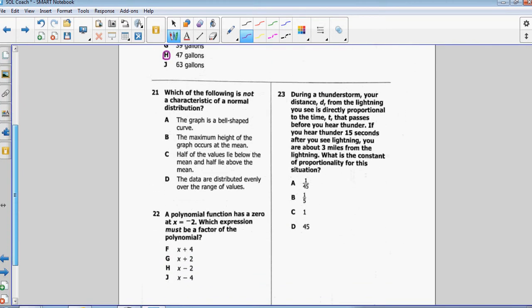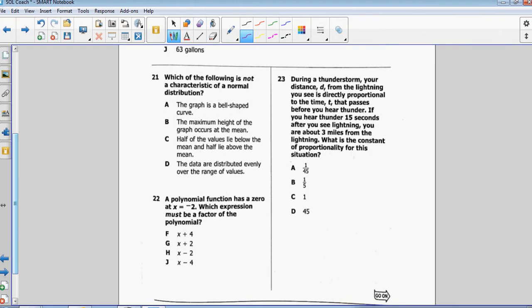Alright, problem 21, which is not the characteristic of the normal distribution. So remember that the normal distribution is your bell curve, like so. So the first choice says it's bell-shaped. Well, it is bell-shaped, so it's not that one. The maximum height of the graph occurs at the mean. This is also true. This is your mean right here, which we call mu. Half of the values lie below the mean and half above the mean. Well, now that's pretty obvious from your picture.